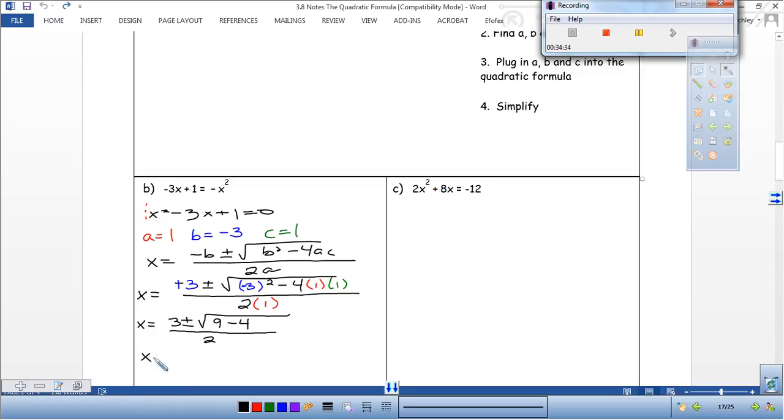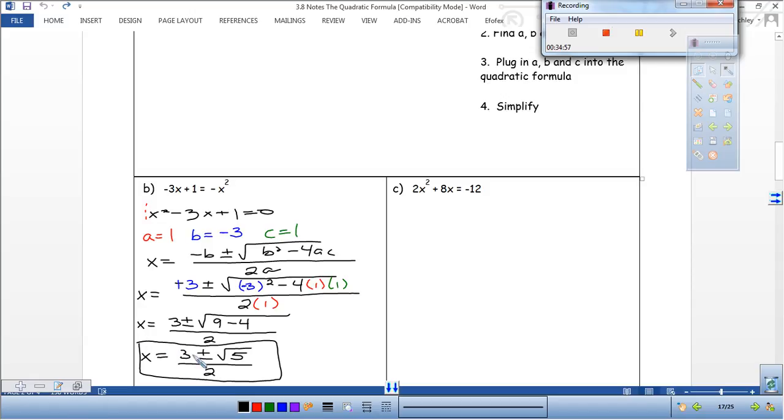Okay, it's going to get x equals 3 plus or minus the square root of 9 minus 4, which is 5, all over 2. Can I simplify this radical at all? No. Can I add or subtract anything? No. I'm done. Okay, so that's my answer.